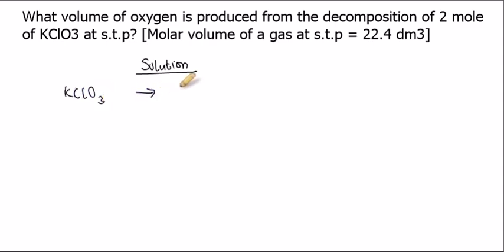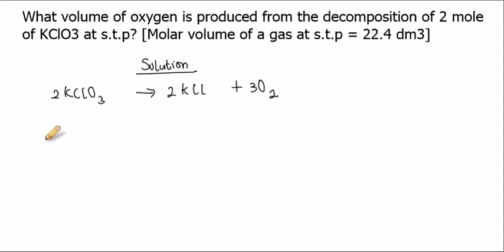Now when KClO3 decomposes, we have potassium chloride and oxygen gas. So let's try to balance. Now we have a balanced chemical equation. So from the equation above, we can conclude that 2 moles of potassium trioxochlorate(V) will yield 3 moles of oxygen gas. So at s.t.p., given the molar volume of gas to be 22.4 dm³, what volume of oxygen will be produced from the decomposition of 2 moles of potassium trioxochlorate(V)?